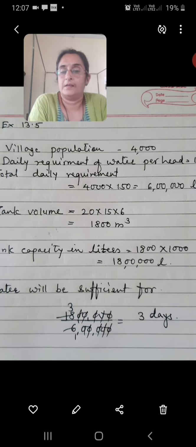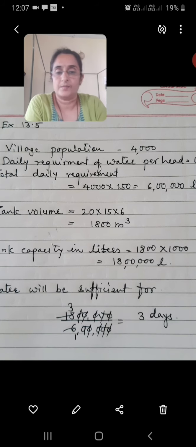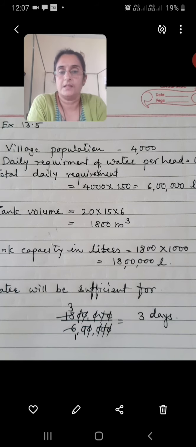So the water will be sufficient for 18 lakhs divided by 6 lakhs per day's requirement, that gives you 3 days. So the water of the tank will be sufficient for 3 days. Remaining sums you can do on your own, children, using these two formulas. Let us go to the next exercise, that is 13.